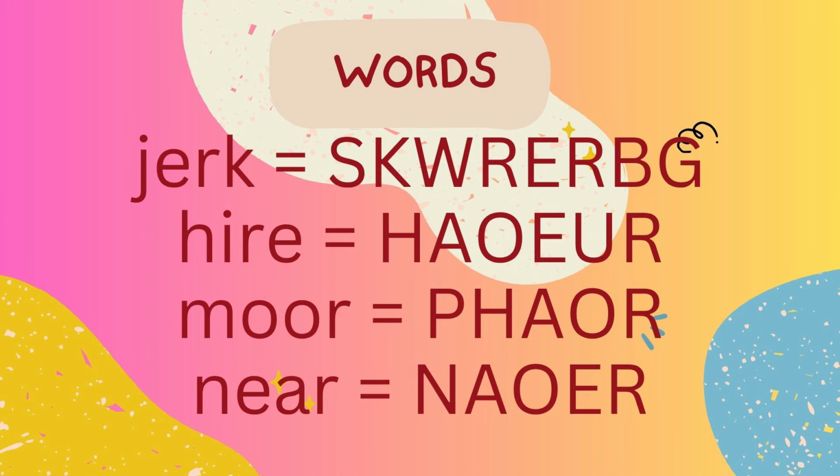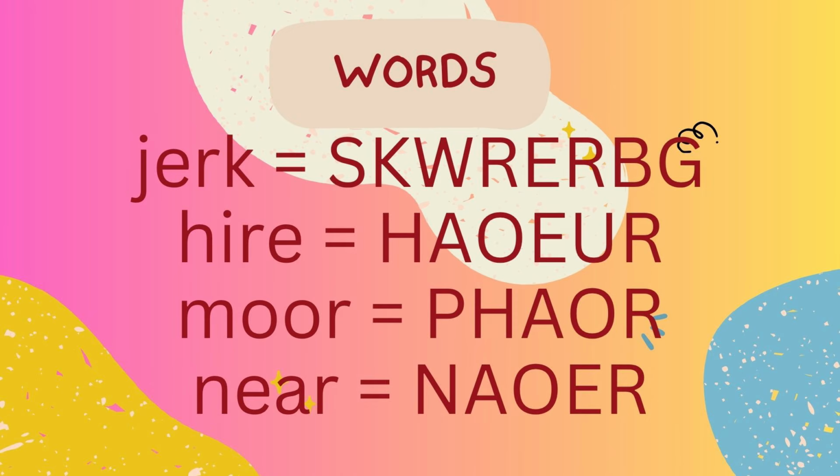We have jerk, higher, more, and near. For jerk, it's initial J, vowel E, final RK. For higher, initial H, long I, final R. For more, it's initial M, diphthong U, final R. And for near, it's initial N, long E, final R.